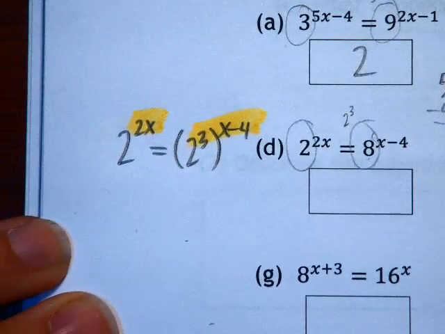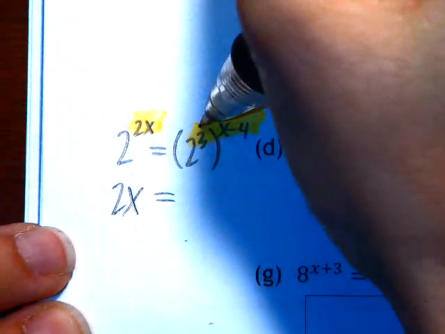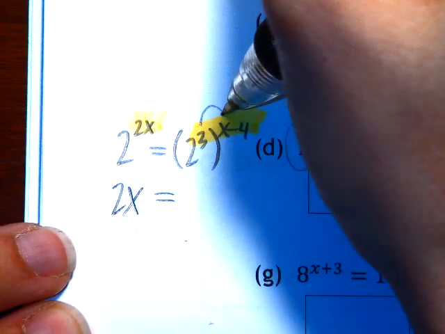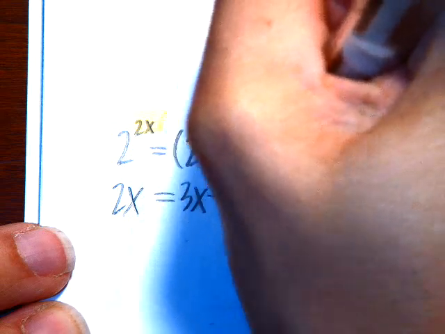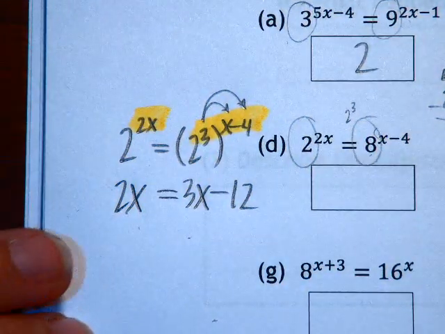I have 2x on the left, which again remains unchanged, equals 3 is going to have to multiply the x minus 4 that was already in the exponent spot. So 3 times x is 3x. 3 times minus 4 is minus 12. And now I have an equation I can solve.